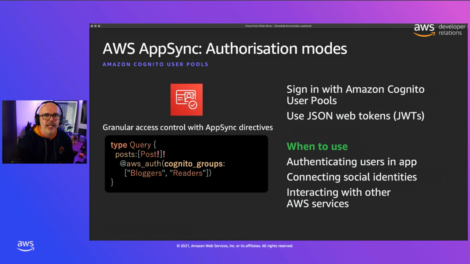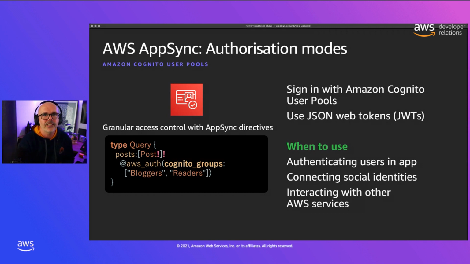Next, we're going to take a look at Cognito User Pools. Cognito User Pools is a great tool to use if you have an application where users are signing into the app with a user pool and then using JSON Web Tokens, or JWTs, that they receive from the Cognito User Pool to get access to your API. So it's a great mode to use if you're an authenticated user in an application, as an example.